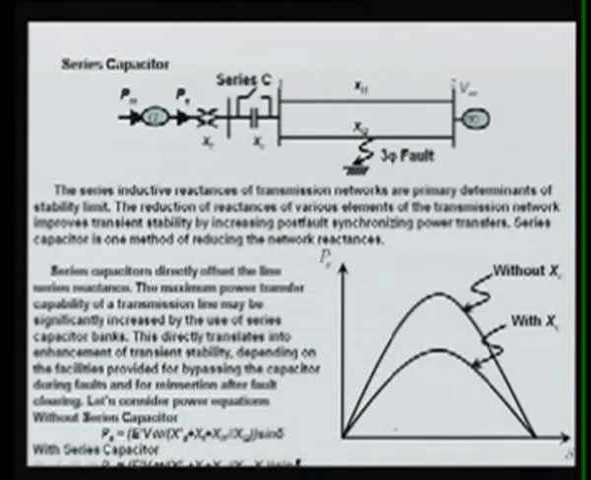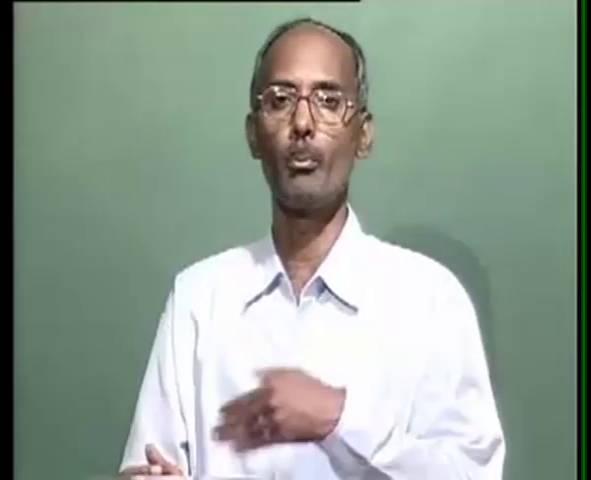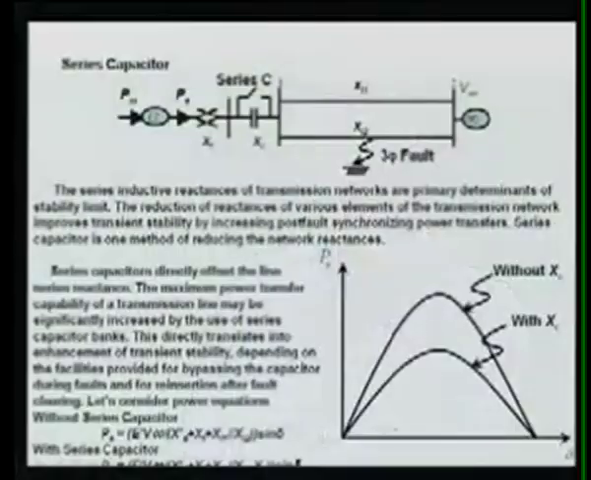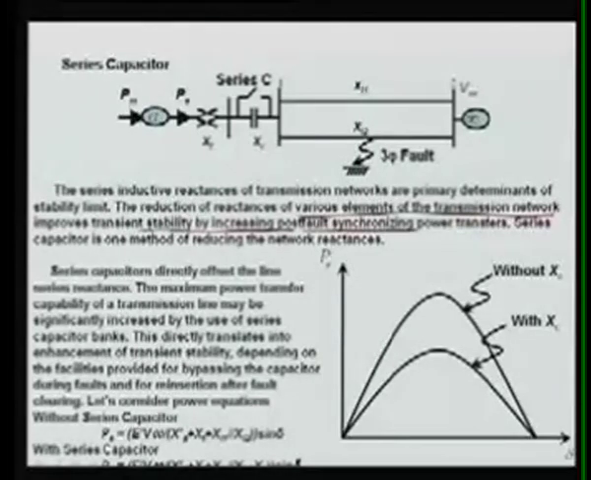Now see your series capacitor. Using a series capacitor, we can also improve the stability of the system, and we can improve the stability margin of the system. Your system will be more stable if you are using a series capacitor, or you can say series compensated lines. The series inductive reactances of transmission line networks are primarily determinants of the stability limit, because we have added this X. The reduction of reactances of various elements of a transmission network improves the transient stability by increasing the post-fault synchronizing power transfer. The series capacitor is one method of reducing the network reactance.